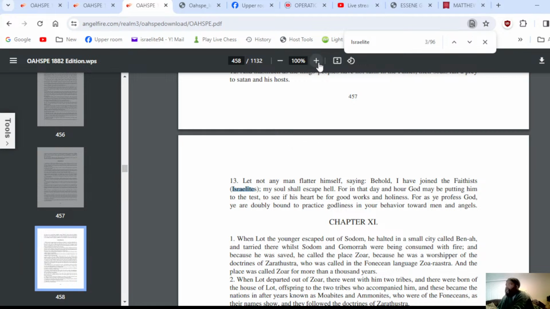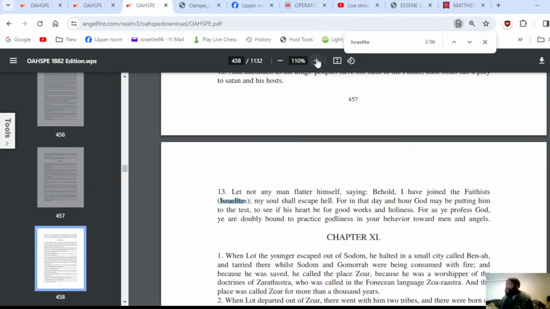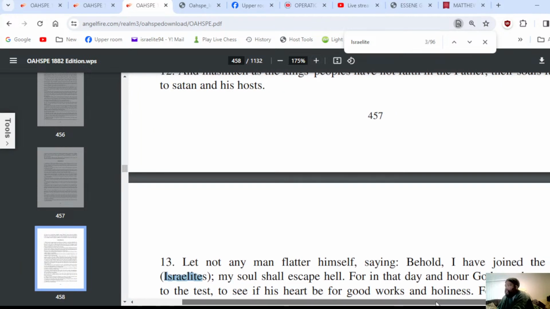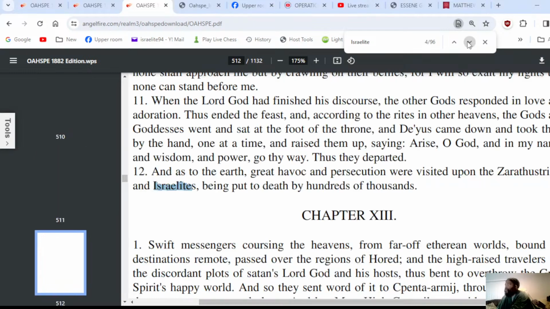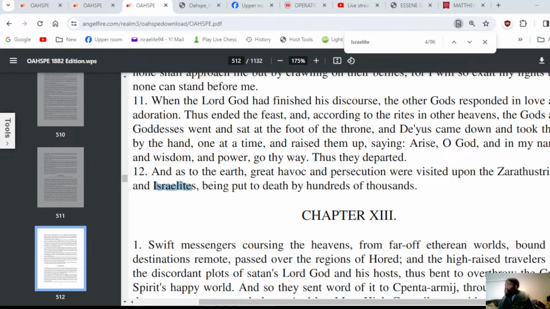Okay, let me see. You can follow along with me as I try to search for a good definition of Israelites. And I just want to show us that the meaning of the Israelites, according to the OAHSPE, is a global word, and it refers to brethren who are right thinking so far as the creator God.